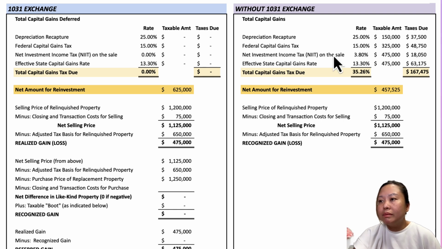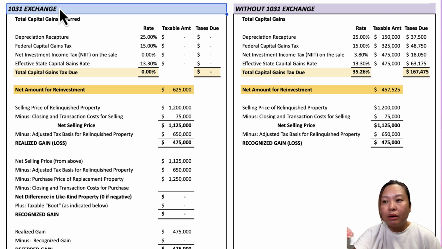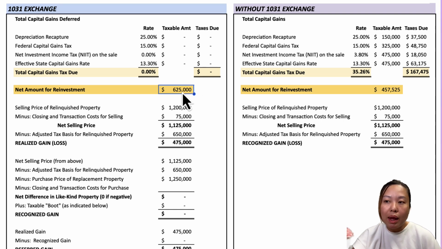Because of that, with a gain of $475,000, you're going to have to pay tax of approximately $167K. That is quite a big chunk, right? And the net amount that you have for reinvestment is only $457K. However, if you do a 1031 exchange, all that tax is deferred, so you have way more. You have $625K to reinvest.